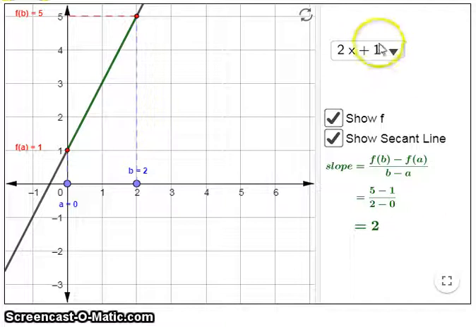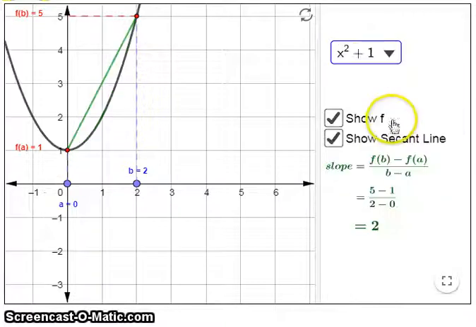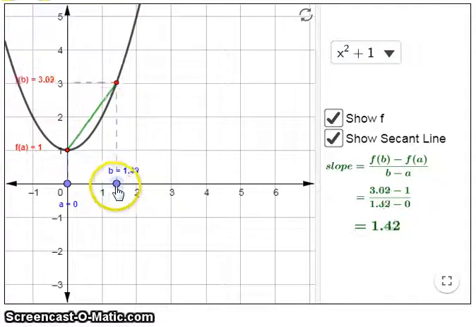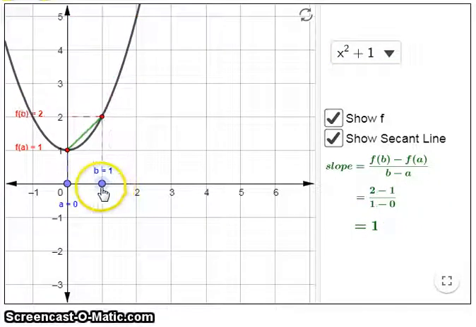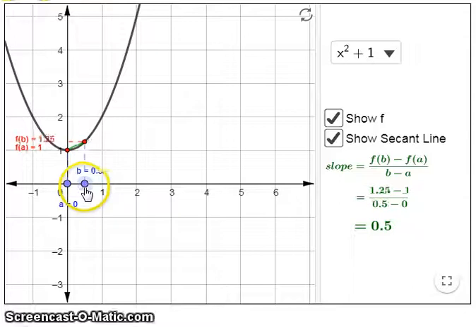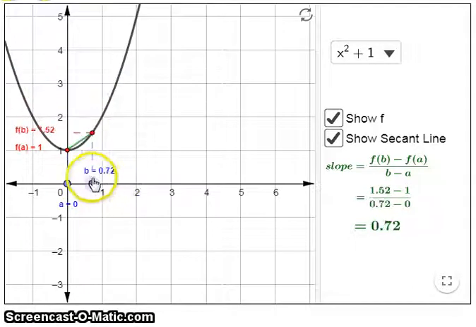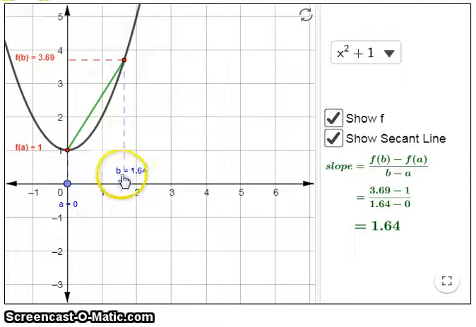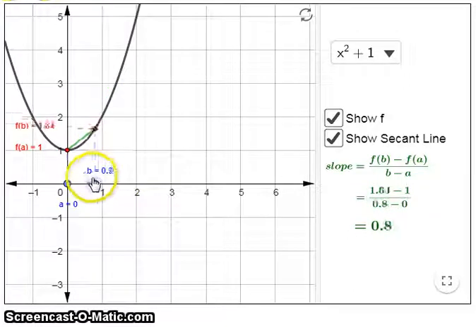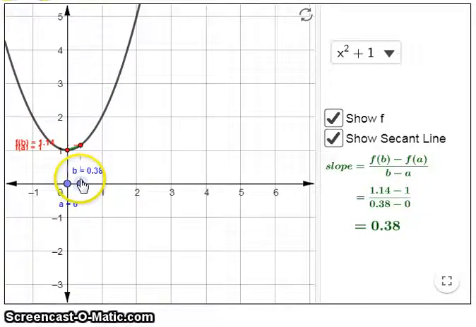So if I set these back here and go now to x squared plus 1, watch the calculations over here as I move b. We get a different value because now I don't have that constant slope. I don't have a linear function. And so the average rate of change then is going to be a tool to allow us to calculate the slope as we get closer and closer to 2 points, giving us the tangent line.